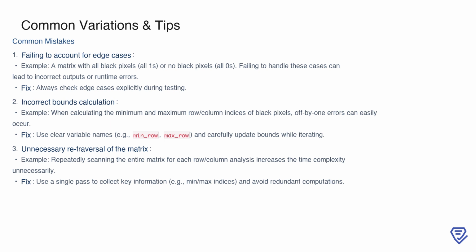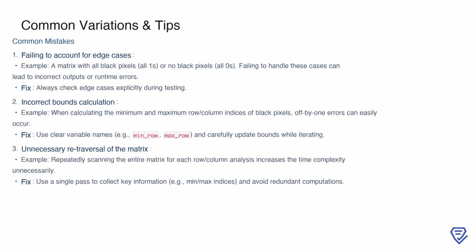Another frequent mistake involves incorrect bounds calculation. When determining the smallest and largest row or column indices of black pixels, off-by-one errors are a common source of bugs. To avoid this, use clear, descriptive variable names like min_row or max_row and ensure you're updating these bounds carefully as you iterate.